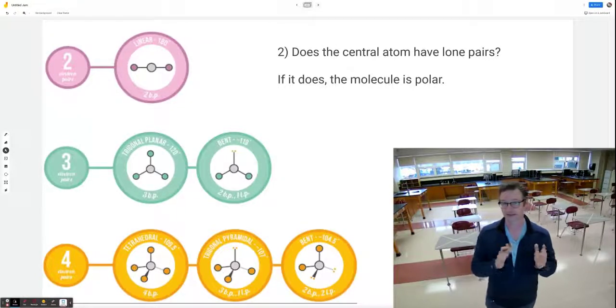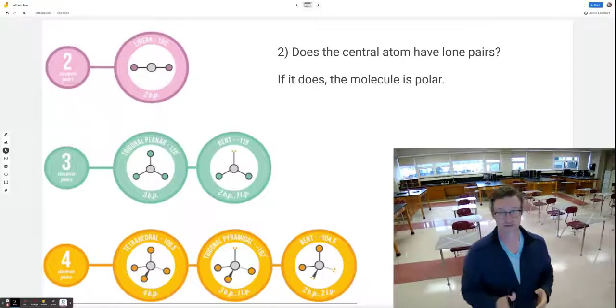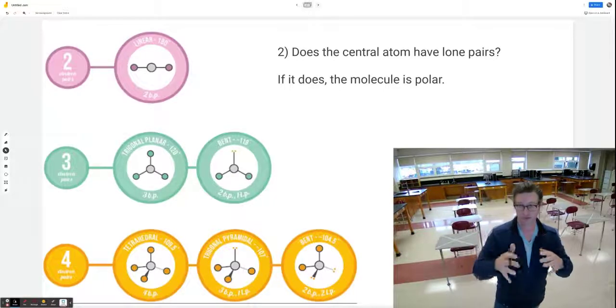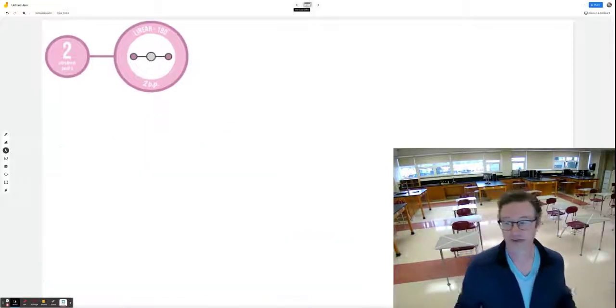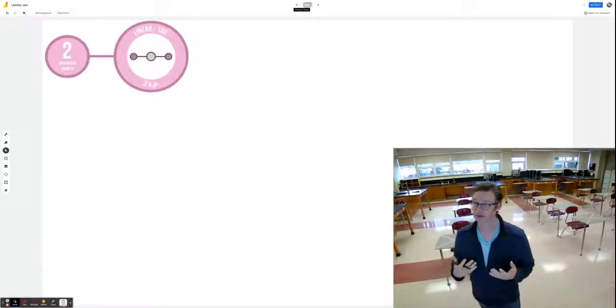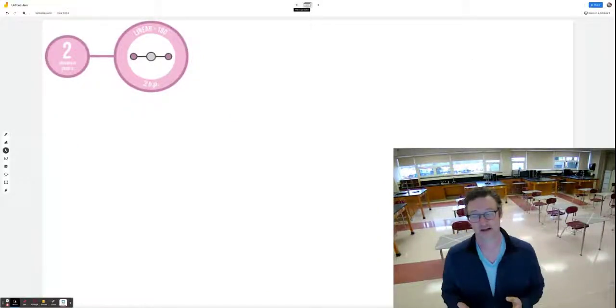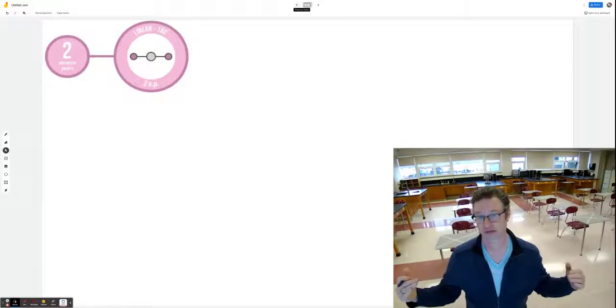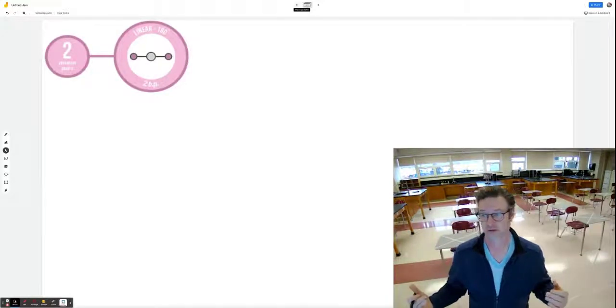So let's take a look at what that means with a couple of examples of each geometry that we're going to look at. When you have a linear shape, and you have a linear shape when you have one central atom and 2 bonded pairs, no lone pairs.